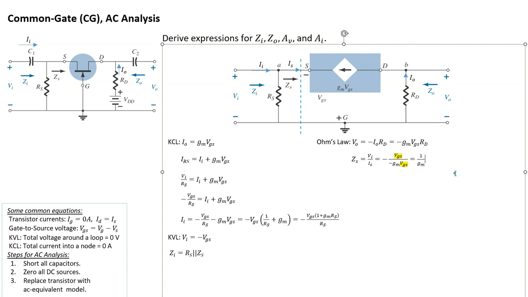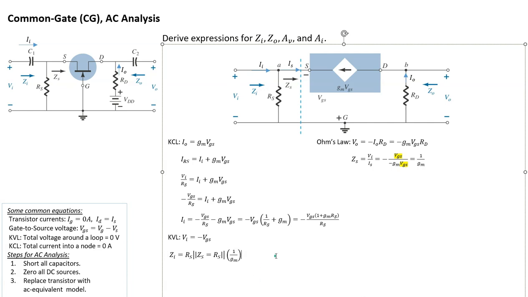Okay, now that we have ZS, ZI is simply RS in parallel with 1 over GM. Oops, I think I'm using that symbol incorrectly. Hang on a sec. 1 over GM. All right, so that's our ZI.